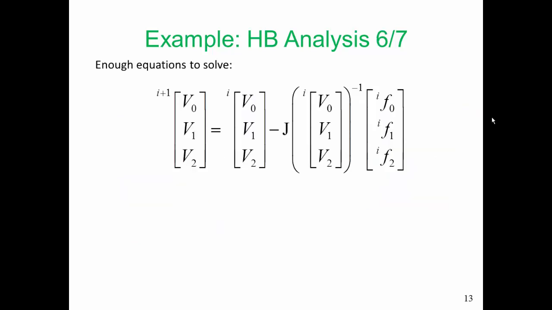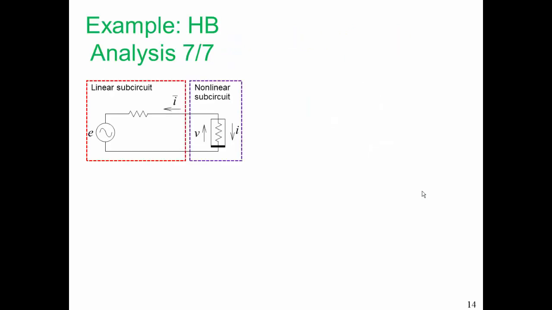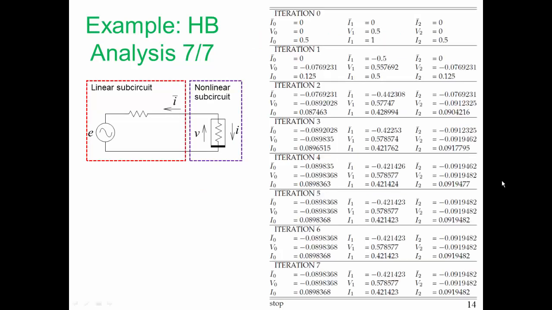So now we have enough equations to solve the Newton iteration, and this is the full Newton iteration, and it works surprisingly well. Here is our circuit again partitioned into linear and nonlinear subcircuits, and here are the results of my iterations. Iteration 0, well, I just have to guess things, don't I?